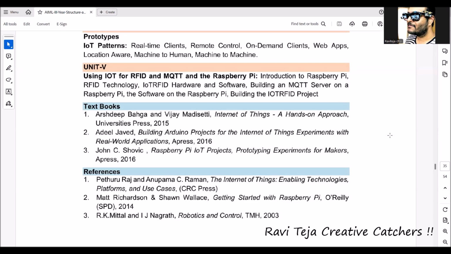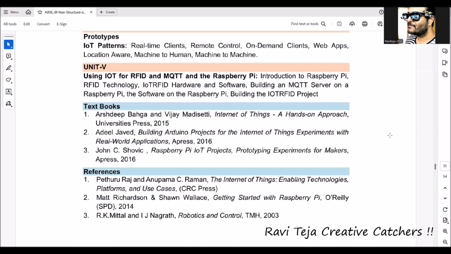And coming to unit 5, it is a little bit of an advanced version of all the previous 4 units. While using IoT, we can also use protocols like MQTT or HTTP, and we are going to integrate Raspberry Pi or RFID hardware, and we are going to program this Raspberry Pi and build some applications using it. So it's a kind of project or case study where we will be learning completely based on the protocols, Raspberry Pi, and IoT related applications.